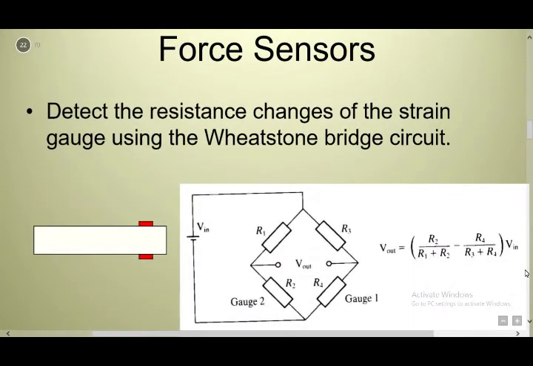Force sensors detect the resistive changes of the strain gauge using a Wheatstone bridge circuit. This is the Wheatstone bridge circuit. In this figure you observe four gauges. V in is the input voltage and V out is the output voltage. V out is equal to R1 divided by R1 plus R2 minus R4 divided by R3 plus R4, into V in.